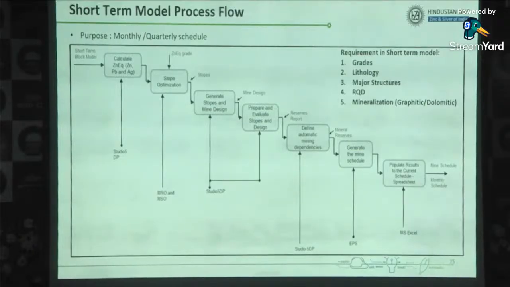In the short term model, whatever production schedule we are doing is for the quarterly plan or monthly plan. Based on the short term block model, whatever block model I am receiving from underground exploration, from short term block model to final monthly schedule, this is the complete process. These are the five requirements for a short term model: grade, lithology, major structure, RQD, and mineralization.